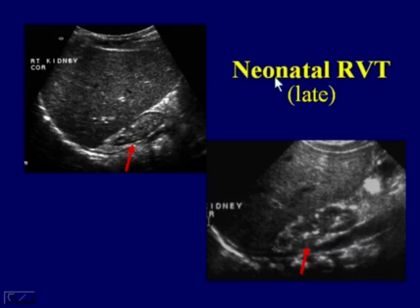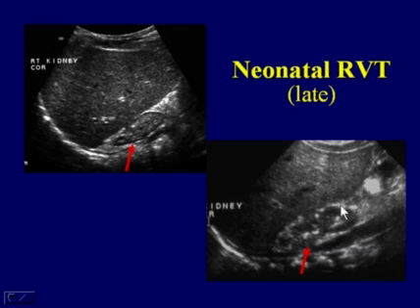Now, here are some of the late findings with neonatal renal venous thrombosis. The kidney would have shrunk over time. This kidney probably only measures about 2 centimeters in size, the average newborn kidney being about, I would say, between 4 to 5 centimeters on the average. But again, it's sort of a featureless looking kidney.